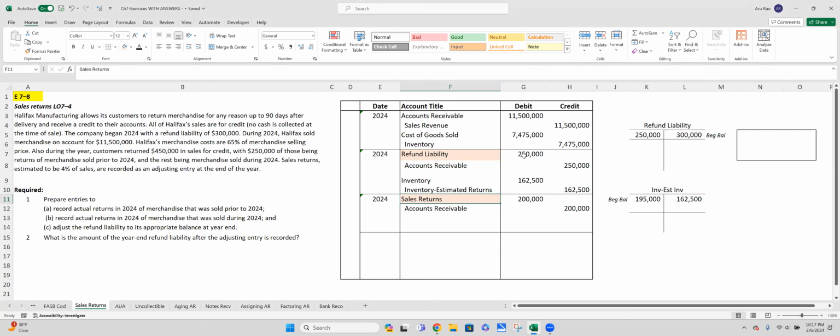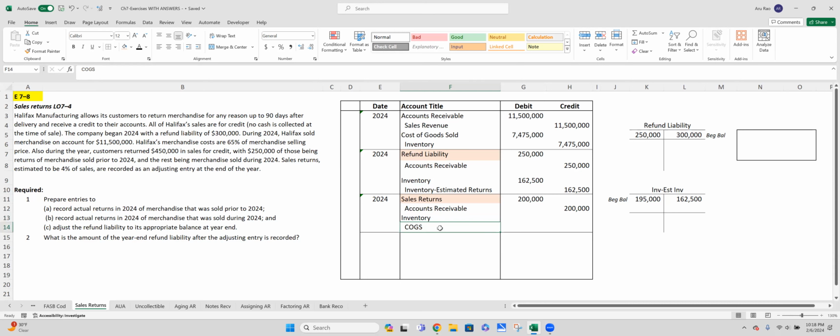Refund liability debit 250, sales return debit 200. Last year's sales, I'm not going to debit sales return, but refund liability. I'd anticipated these returns to come. This year's return, since the books are not closed, I will debit sales return. Again, I have to do a second journal entry, but see the difference over here. Now, in both cases, inventory is debit because inventory came back.